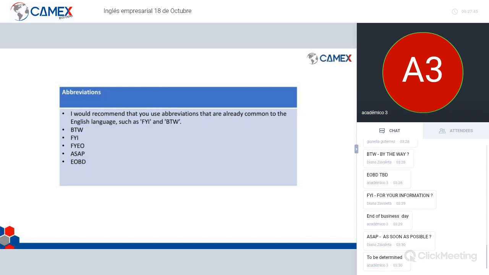So I would suggest that you use ASAP, as soon as possible. That's very good. I would suggest using the most common ones and the ones that the other person knows. Because if I'm writing an email to Diana or Janella and I use EOBD and she doesn't know it, then it's going to be very difficult. So I would say the most common, most popular ones, as Diana mentioned: ASAP, as soon as possible, FYI, for your information, BTW, by the way. FYEO, I don't think so, because it is not common. Not everybody knows what it means. So use the ones that almost everybody knows.